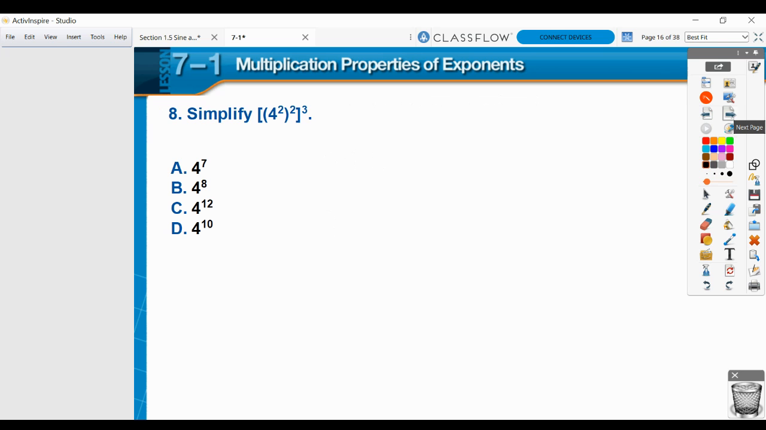Okay, this next example, you have 4 squared raised to the second power raised to the third power. So same thing, you are going to multiply the exponents together. So 2 times 2 is 4, times 3 is 12.